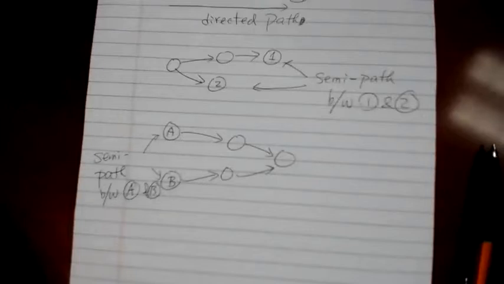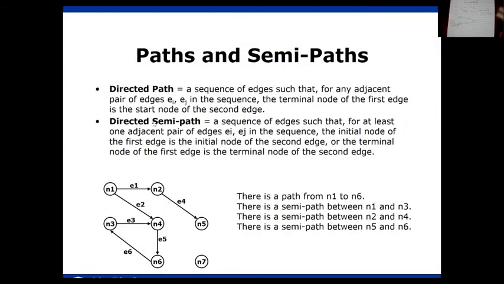So, with that said, let's go back to the PowerPoint slide. That's what we call a directed semi-path, okay? Those are the two examples I showed you. Using a real graph, it is like this. There's a directed path. Well, I call it a path; we call it path, that means directed path, from N1 to N6. Because you can see that from N1 you can go directly to N6.